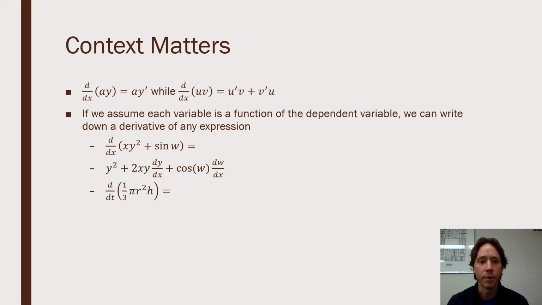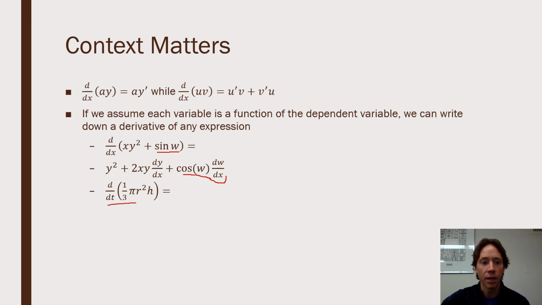And keep in mind that if w actually is constant, that's still true. If w is actually a constant, then dw/dx is 0, and so the whole second term here is 0, and that makes sense. The derivative of sine w would be 0 if w was a constant.